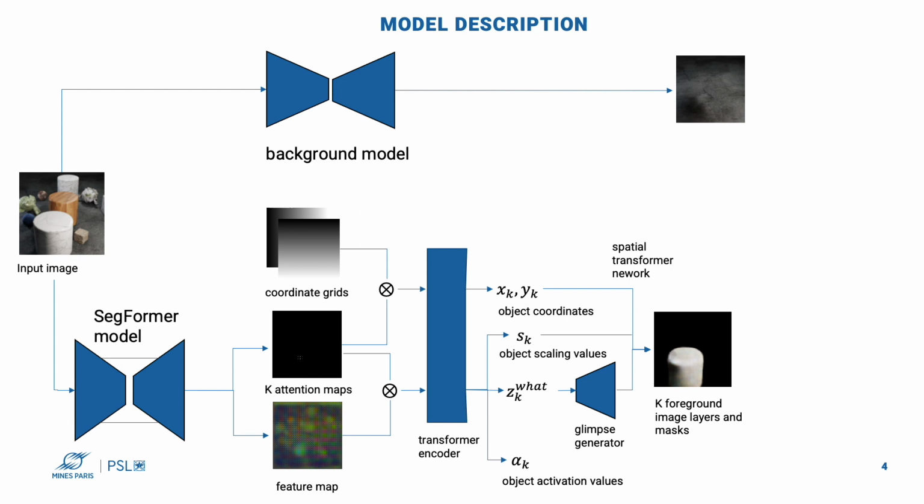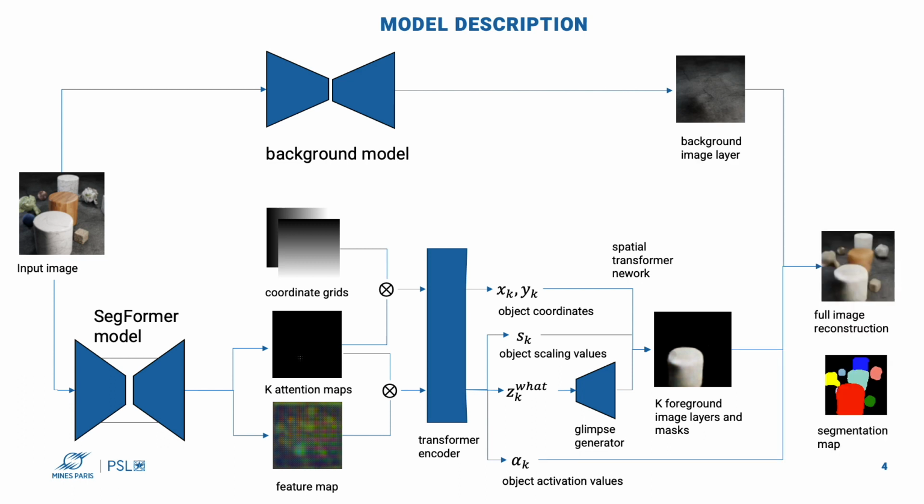In order to manage occlusions between these various layers, we compute for each pixel a pixel-wise layer weight and get the final image by taking the weighted average of these image layers using these pixel-wise layer weights. In order to get the segmentation, we simply assign to each pixel the layer index which corresponds to the maximum of the pixel-wise layer weights.